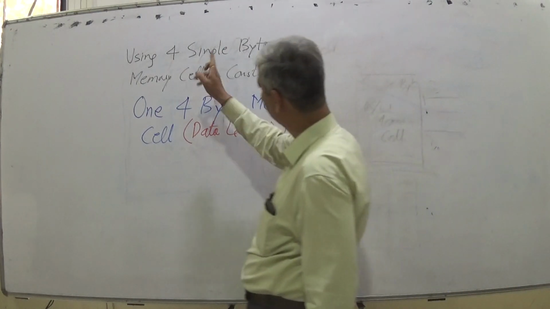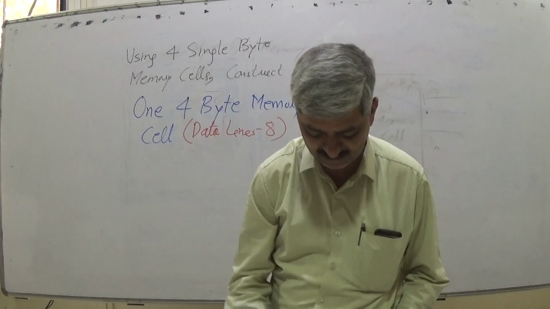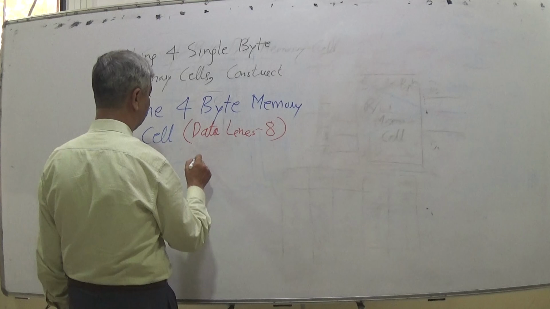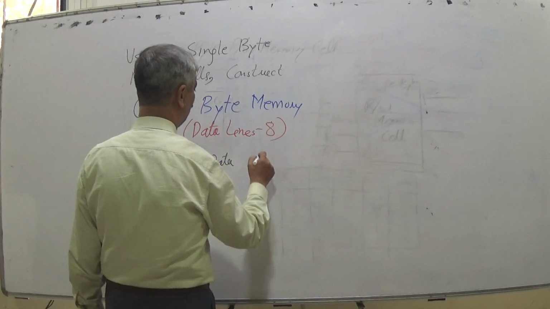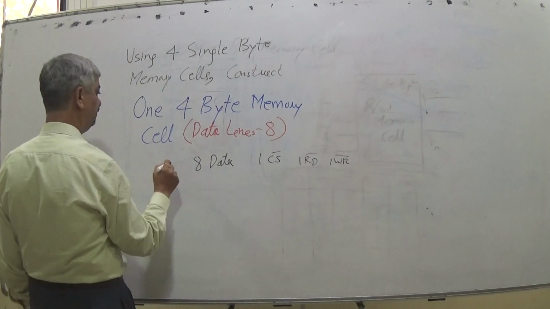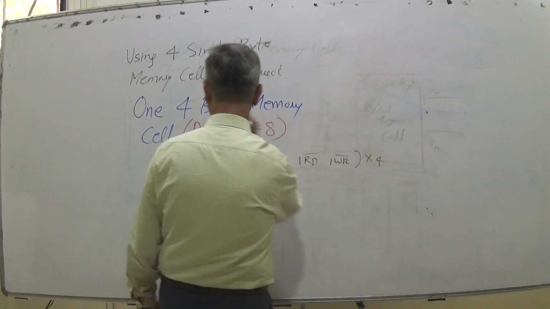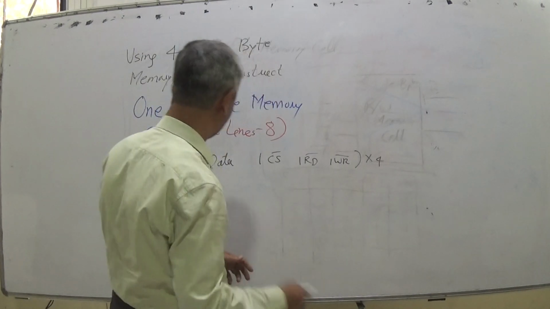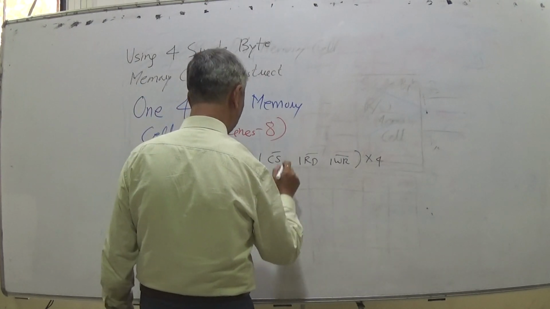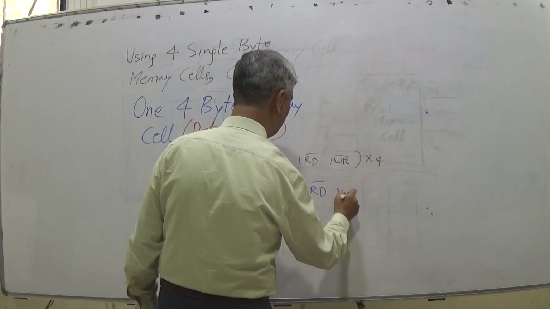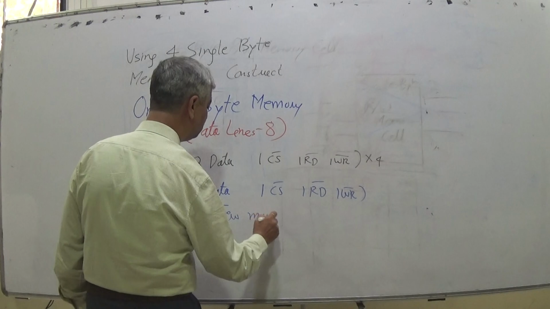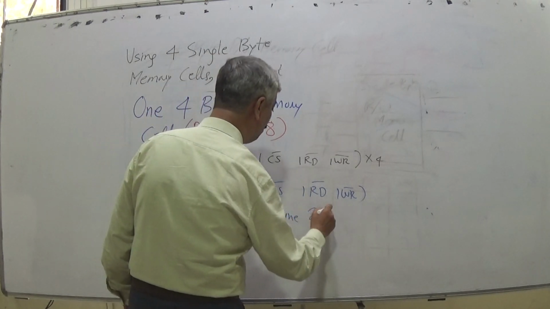So the question is, using 4 single byte memory cells. Each single byte memory cell has, and power supply lines we don't take into discussion at all, these are presumed, 8 data lines, 1 CS bar, 1 read bar, 1 write bar. This is into 4. And this 4 byte memory cell must have 8 data lines, again 1 CS bar line only, 1 read bar line only, 1 write bar line only, and a few more lines. I give a hint, 2 address lines.